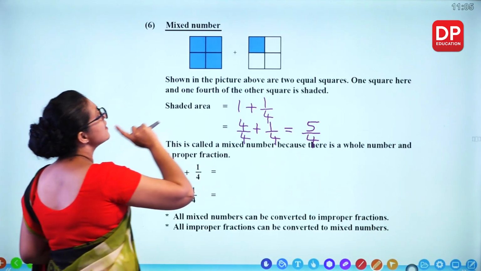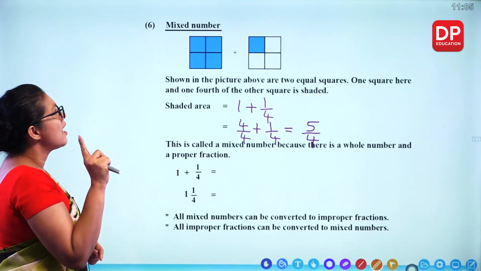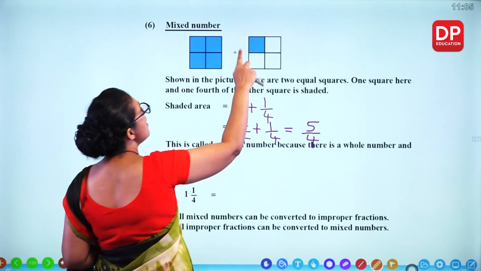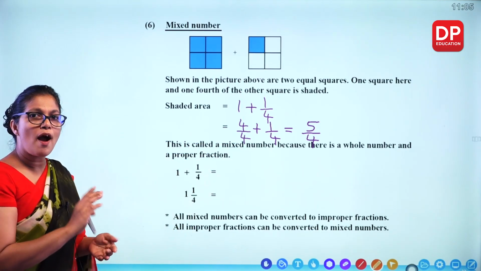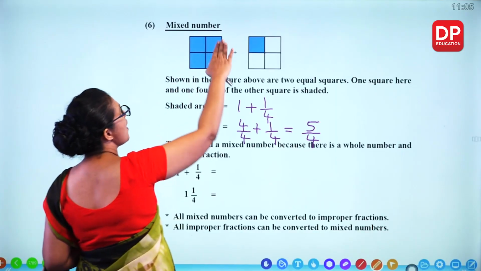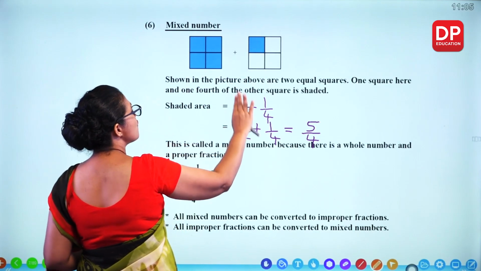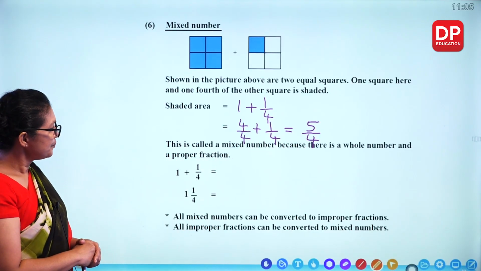When you take each part as one unit, how many parts are there? 8 parts are there, then 5 parts shaded. But in this question, you have to take the whole square as one part. So 1 and 1/4. So you can write like this, 5/4.